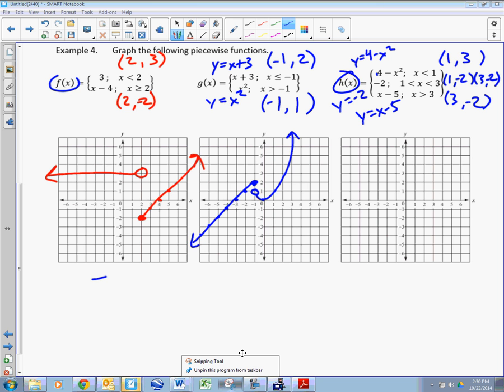So 4 minus x squared, I've got my endpoint at over 1 and up 3. We said they're all open circles. What does it do from there? Does it go down? Does it go up? It goes up. It goes up to what value? It goes up to 4. We drew the graph earlier. We know it does that.